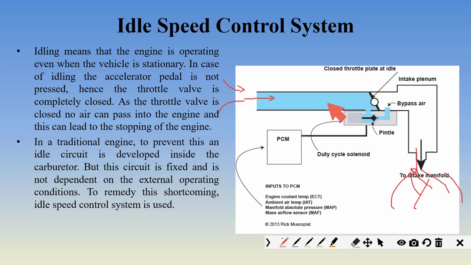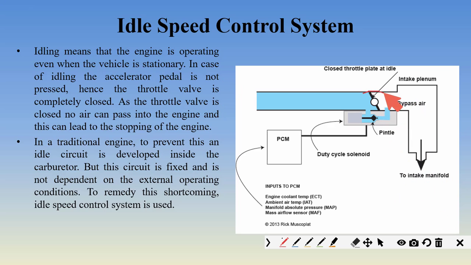What happens during idling? Your foot is not on the throttle, not on the accelerator pedal, because the accelerator pedal is completely up. Because of that, the throttle plate is also completely closed. Now if the throttle plate is completely closed, no amount of air will be able to go into the engine cylinder. If no air goes into the engine cylinder, there will be no fuel going into the engine cylinder, right?